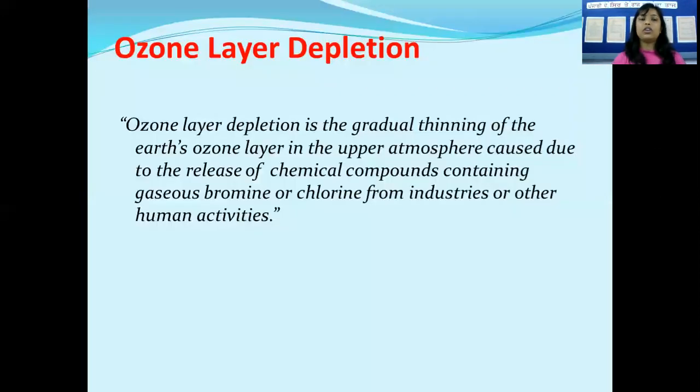Now, next. So here comes the definition of what ozone layer depletion is. Ozone layer depletion is the gradual thinning. Remember, it is gradual. It happens with time. It is not happening in one day. It is actually happening with time, right? So ozone layer depletion is the gradual thinning of the Earth's ozone in the upper atmosphere caused by the release of chemical compounds containing gaseous bromine, majorly, or chlorine from the industries or other human activities.